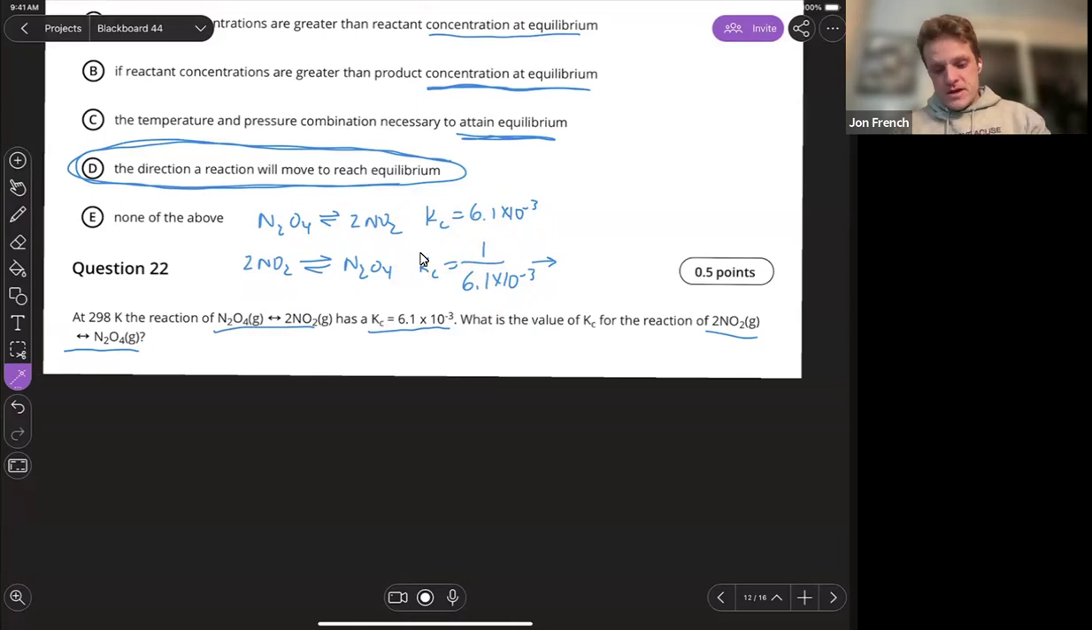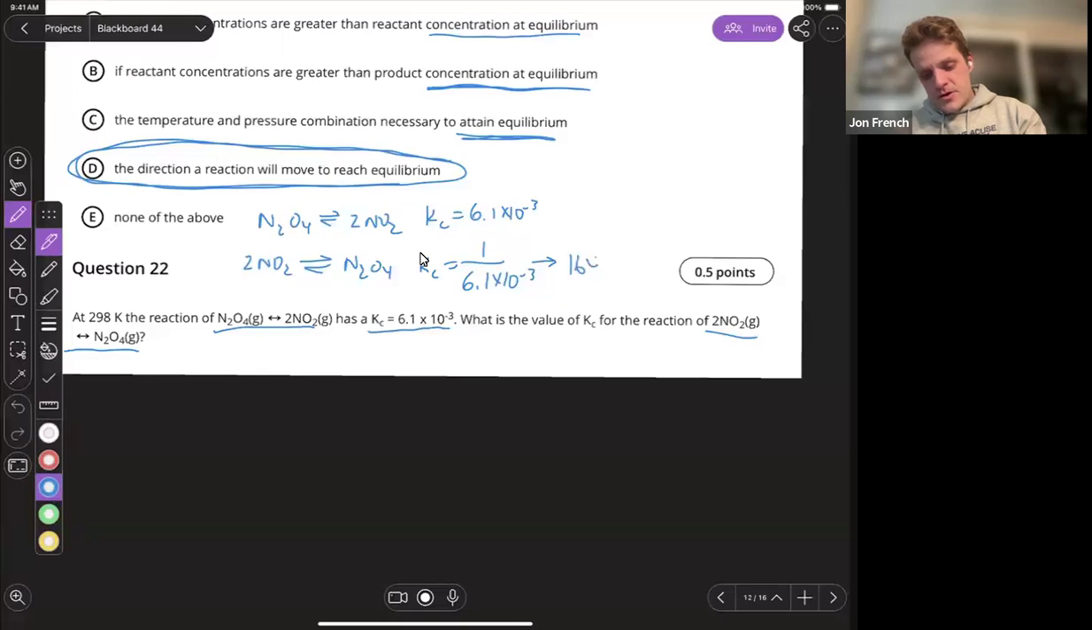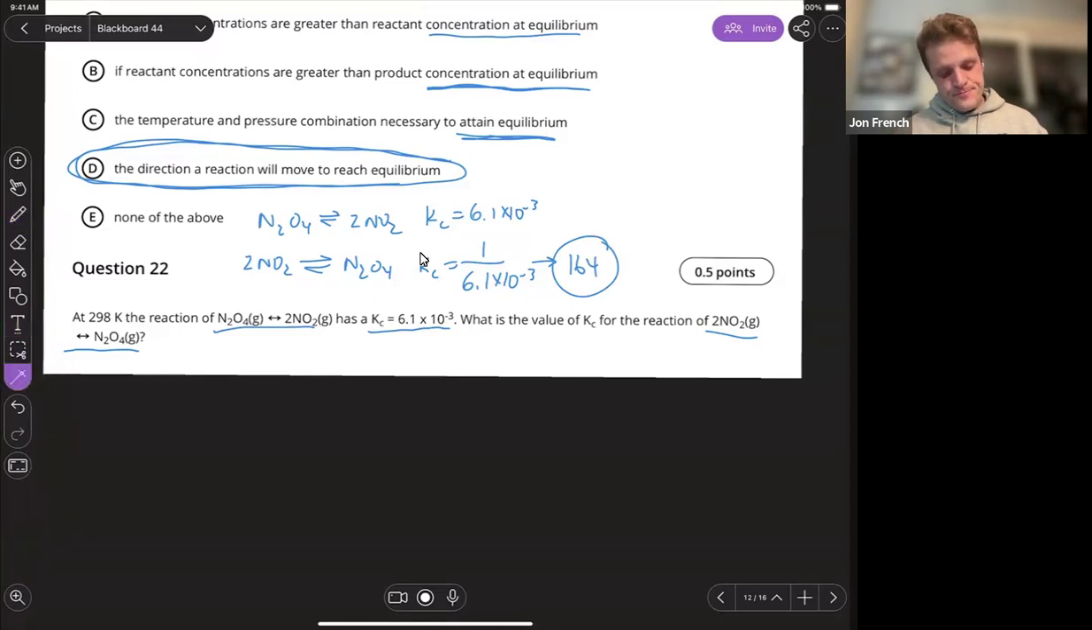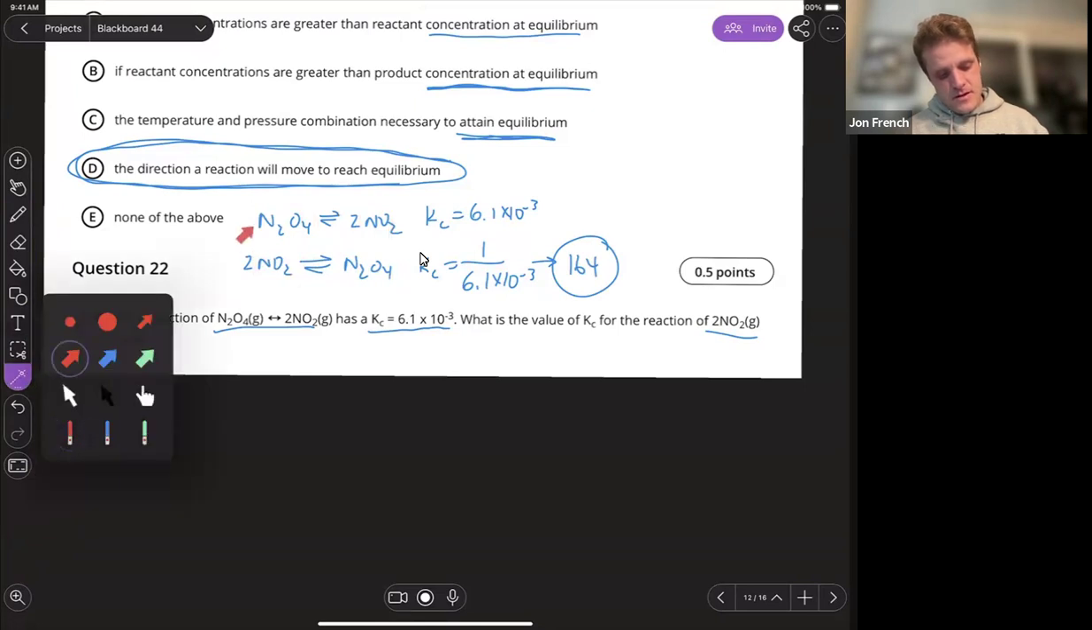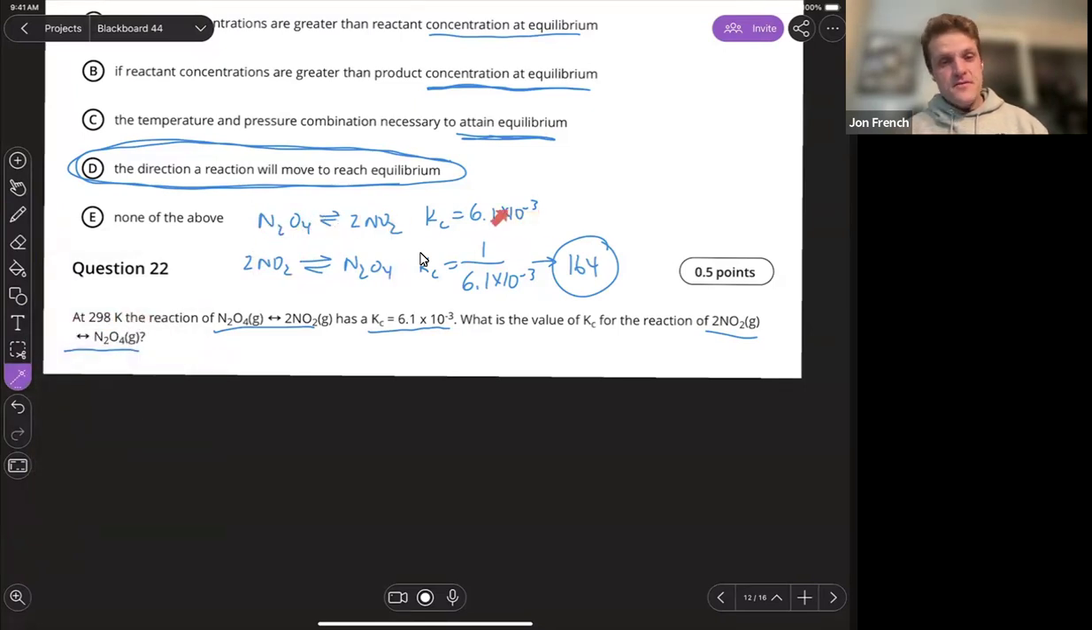And yeah, I get like 164. My equilibrium constant equals 164, which, yes, is larger than 1. And so that means this reaction as written is not favorable, but the reverse reaction should be. The reverse should always be 1 over my initial equilibrium constant.